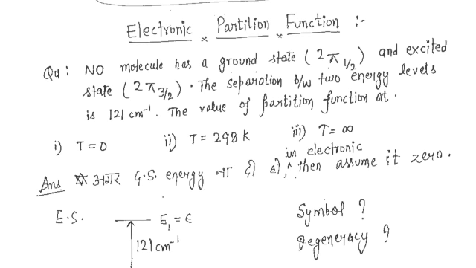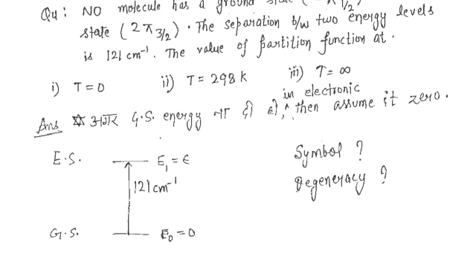Alright, now as I said, we have to take the energy of the ground state as zero until and unless the question says that it is not zero, that it has some value. So we have to look at least once there. The energy difference is given to us as 121 centimeter inverse. So if the ground state energy is 0, the excited state energy will automatically be 121 centimeter inverse, because this is actually the energy difference.